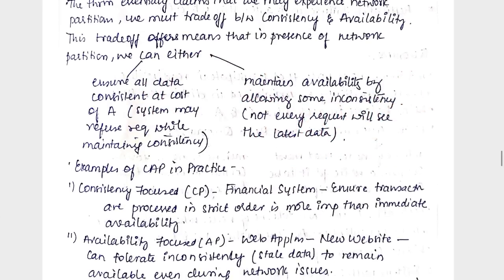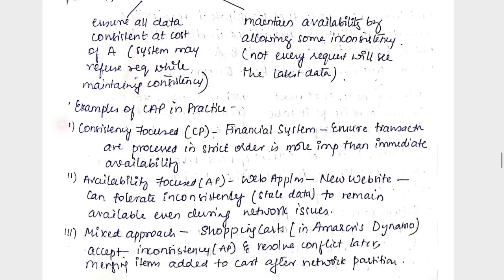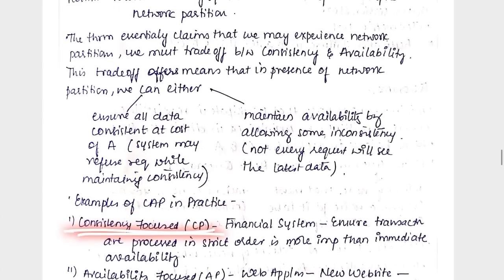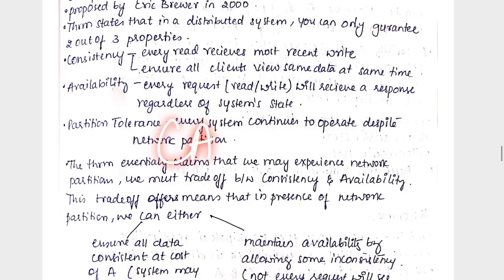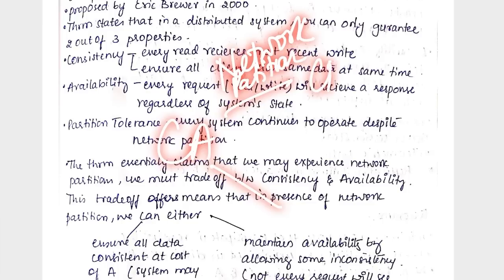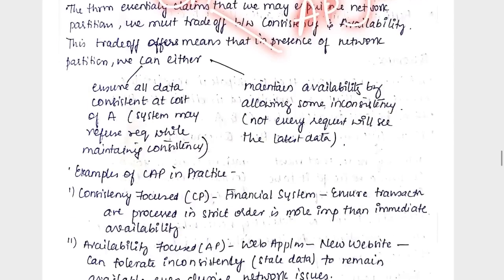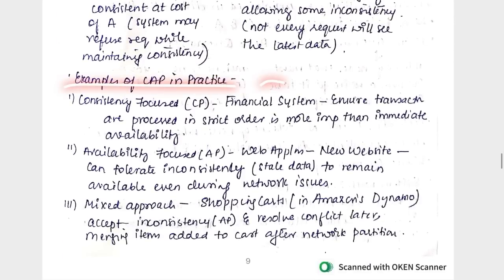Okay, so looking at the examples now. Examples of CAP theorem in practice. First one we have is consistency focus. We saw under CAP, given the network partition, the system could be either CP or AP, or a combination of CP plus AP, right? So examples of CAP in practice.